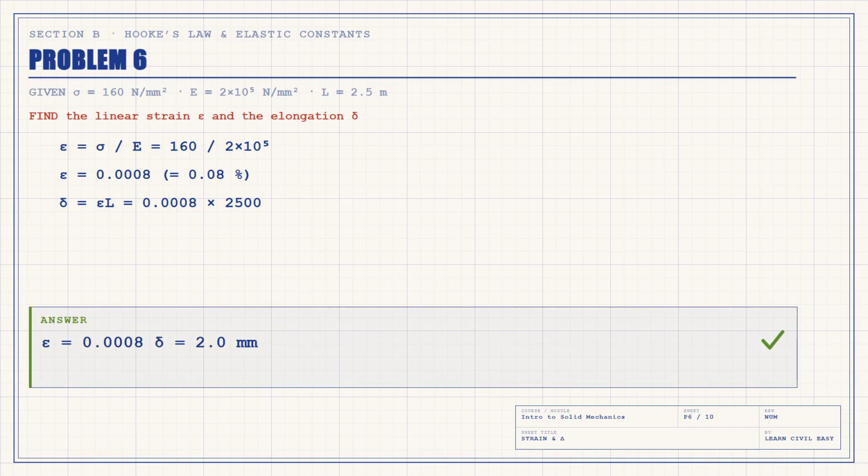Problem 6. A steel bar has a direct stress of 160 Newton per millimeter squared, E is 2 into 10 to the power 5, length 2.5 meters. By Hooke's law, strain is sigma over E. 160 divided by 2 into 10 to the power 5, which is 0.0008 or 0.08%. The elongation is strain times length, 0.0008 times 2500, which is 2 millimeters.